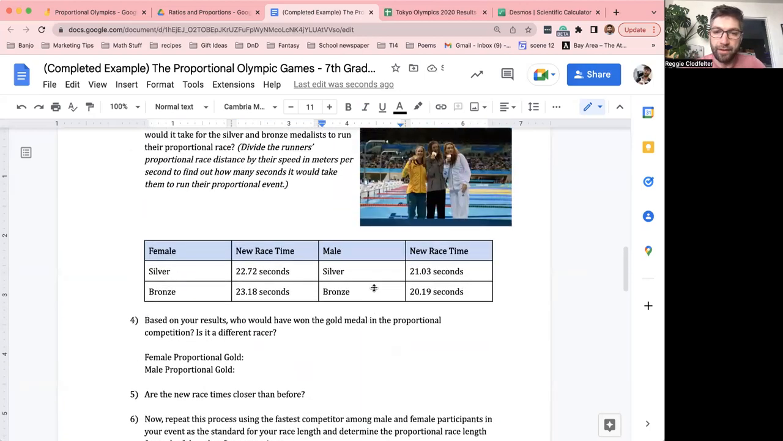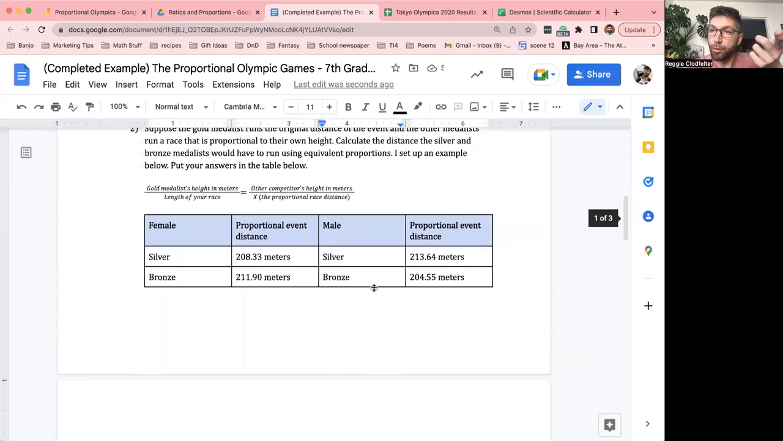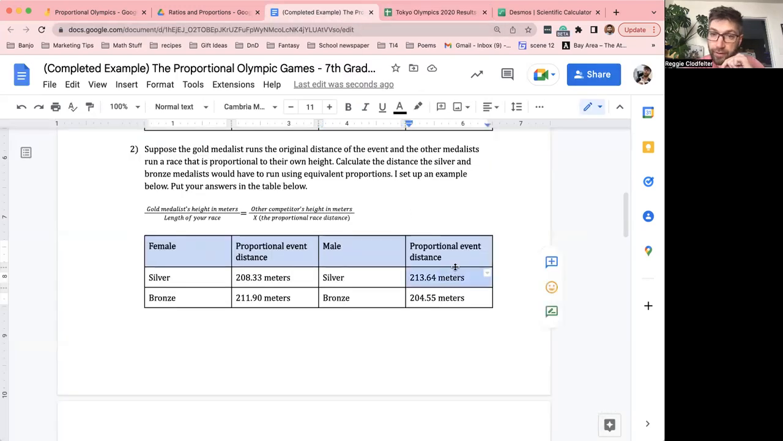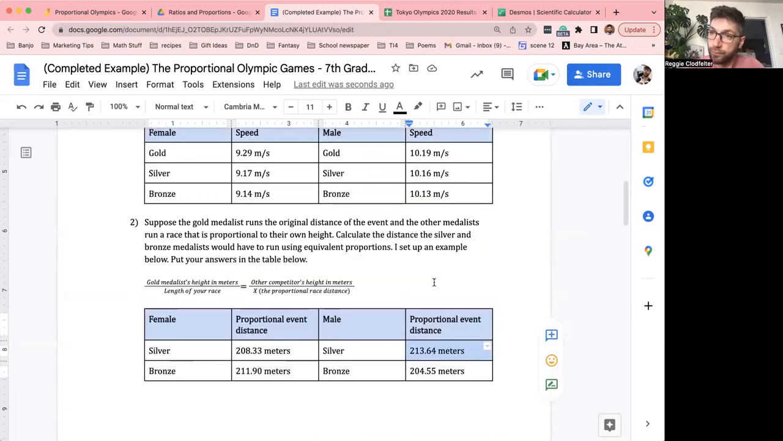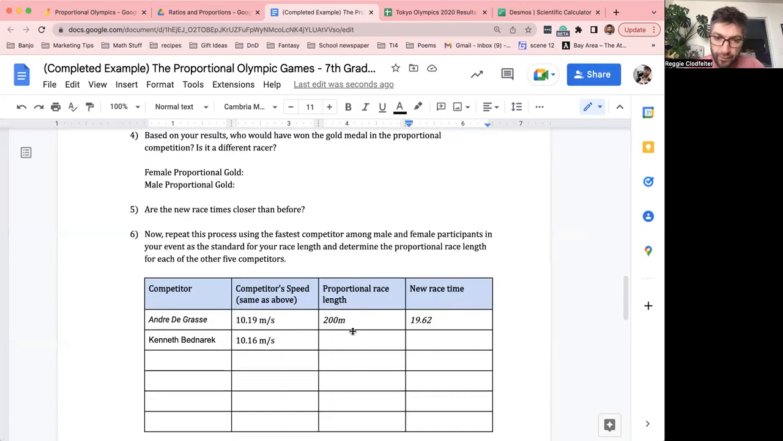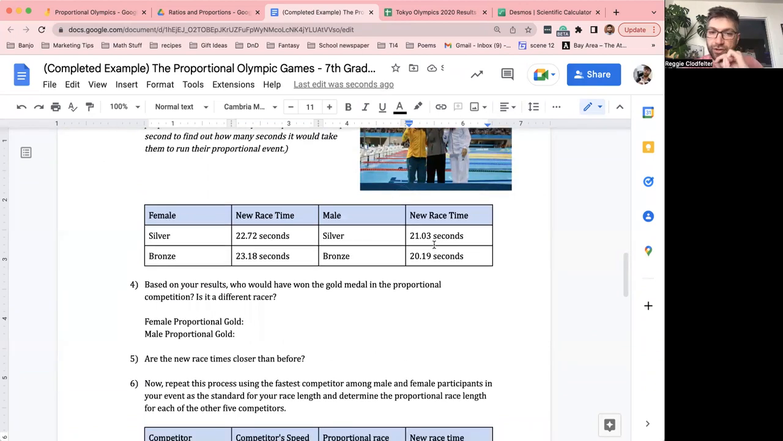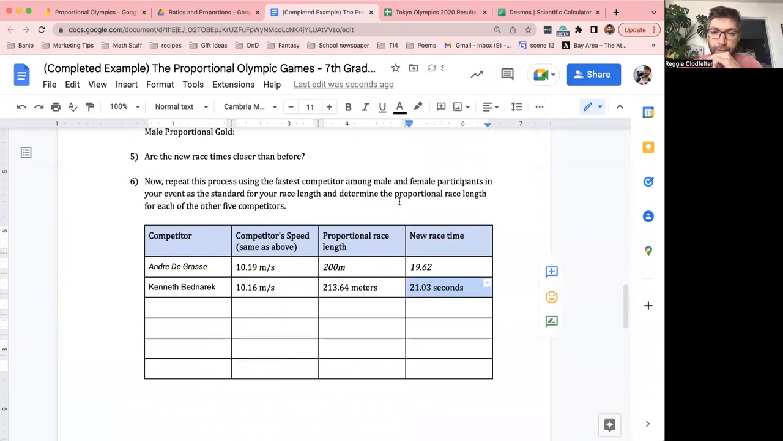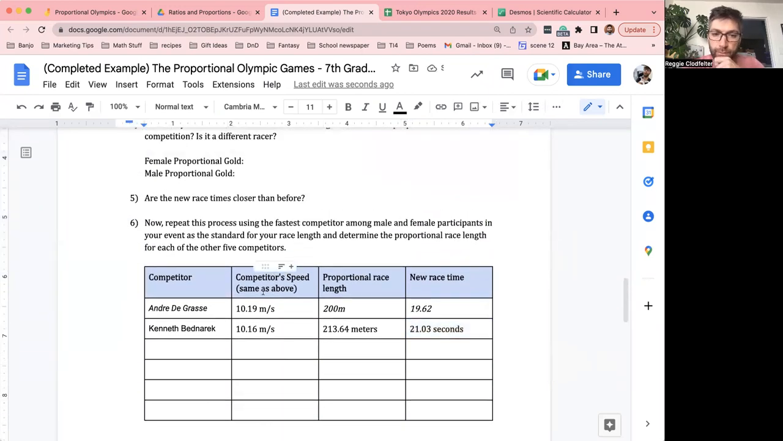And then I'm going to grab this person. I've already seen the proportional race distance if I compare Andre De Grasse's height and Kenneth Bednarek's. It's what I calculated in question 2. So this is where you'd grab your information from question 2 for the silver medalist for that division, and put it here. And then you get their race time from question 3, because that is their proportional race time, and put it here. So this column I take from question 1, this column from question 2, and this column from question 3.